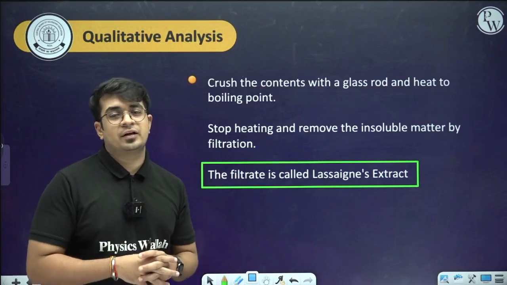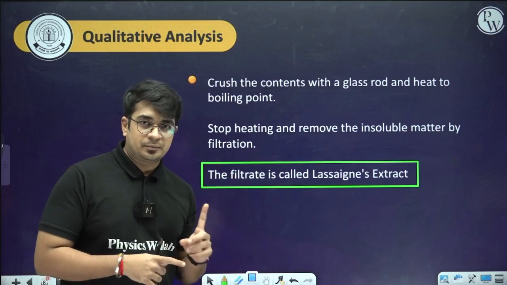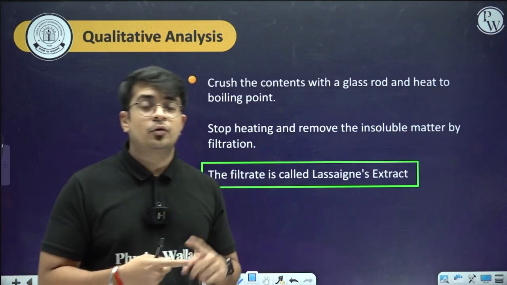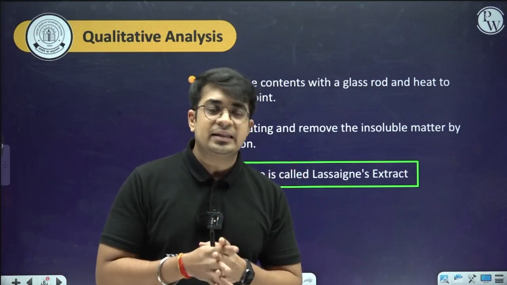I hope the first part is clear to everyone. That is the process of Lassaigne's test. So this is the first step. Now, what happens after that? We have to detect the presence of different types of moieties which are present in the hydrocarbon.